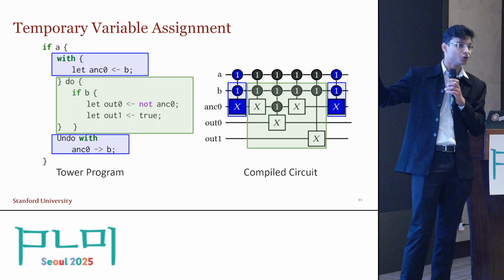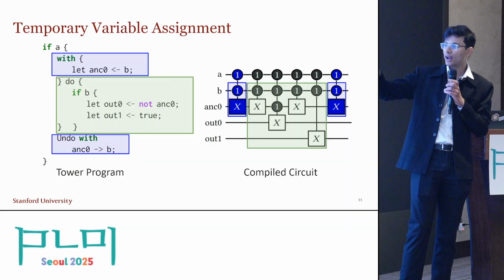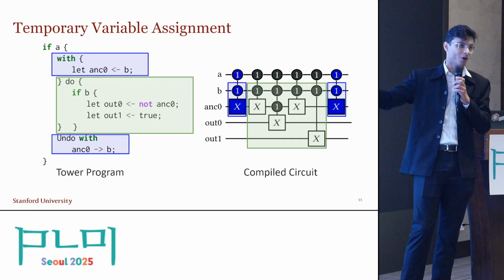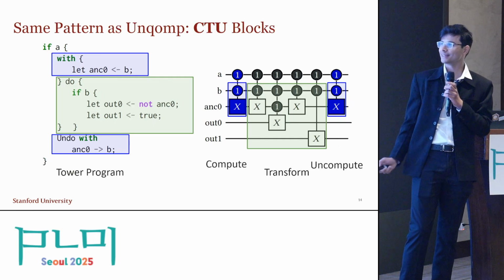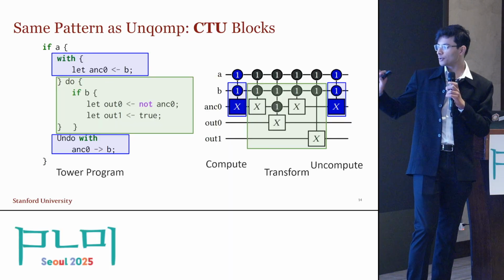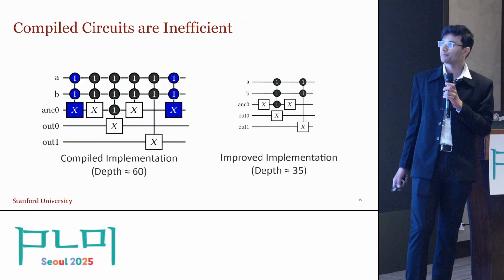which are used inside the do block for your computation, and then undone. Just for explicitness, I've added the undo block there. And you can pattern match which block corresponds to which part of the circuit here. So this is the same pattern we saw in Unqomp as well. We call it compute transform uncompute, or CTU for short.